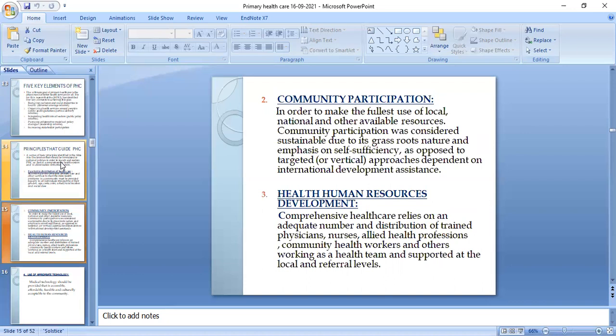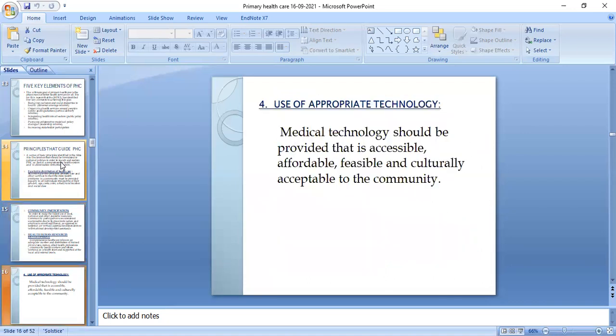Third principle is health human resource development. Comprehensive healthcare relies on an adequate number and distribution of trained physicians, nurses, allied health professionals, community health workers, and others working as a health team and supported at the local and referral levels.